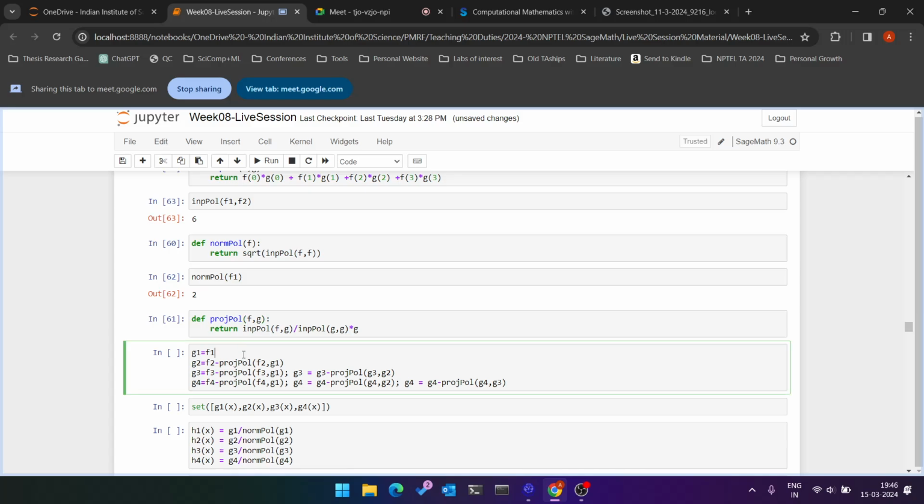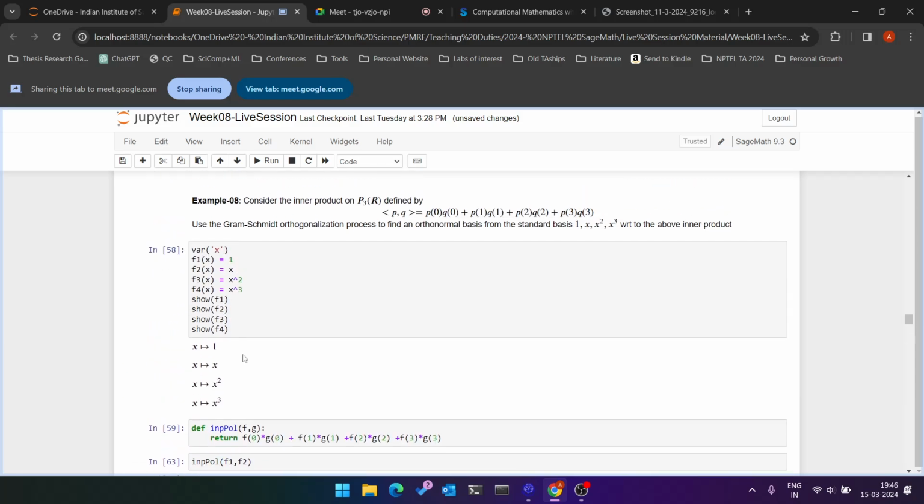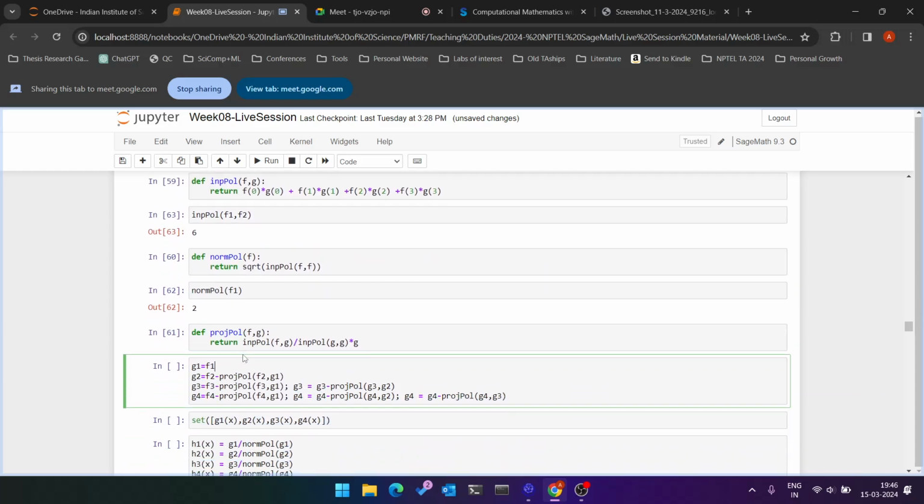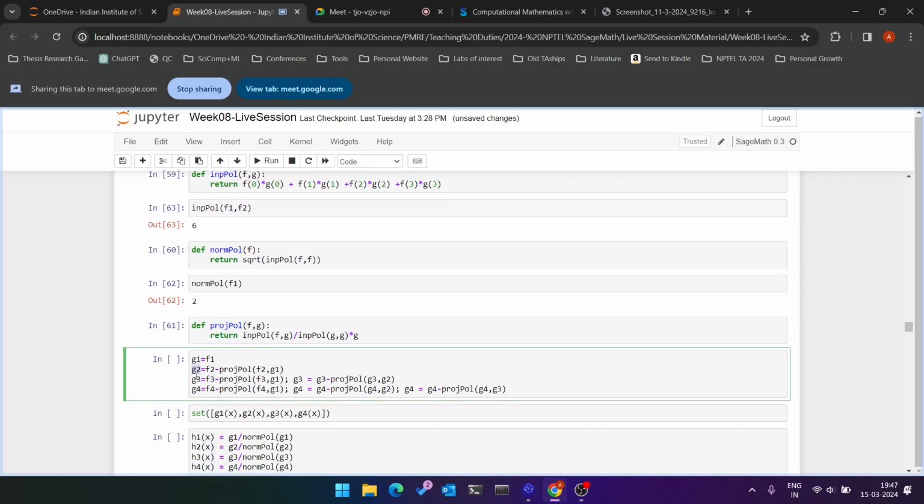So to calculate an orthonormal basis from the standard basis, I first define a few functions g1 to g4, and they are defined as follows: g1 takes the value of f1, g2 takes the value of f2 minus the projection of f2 with respect to g1. So that basically makes g2 orthogonal to g1.